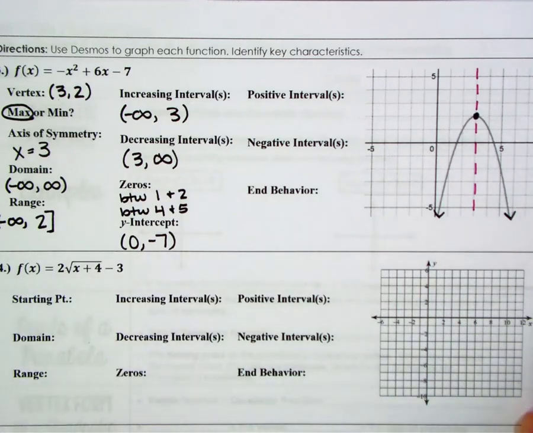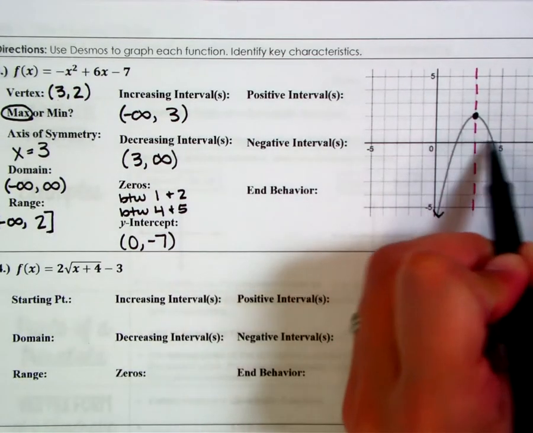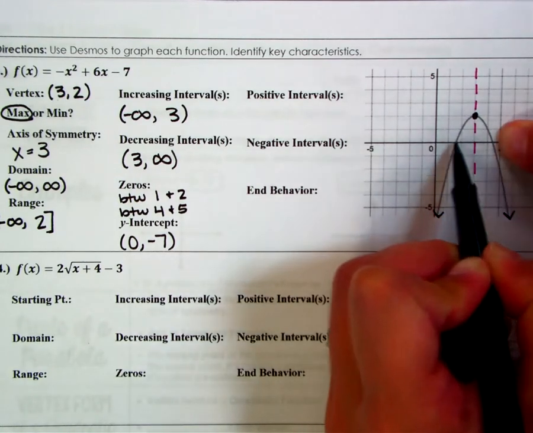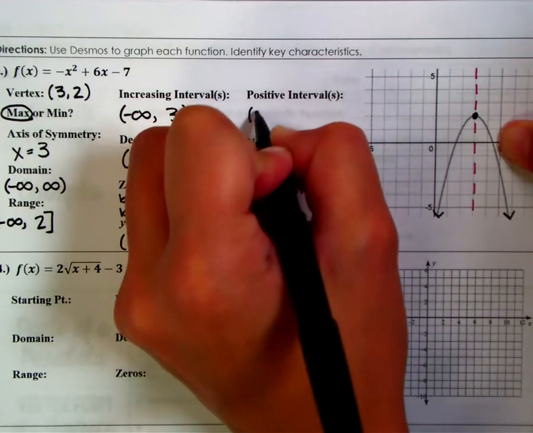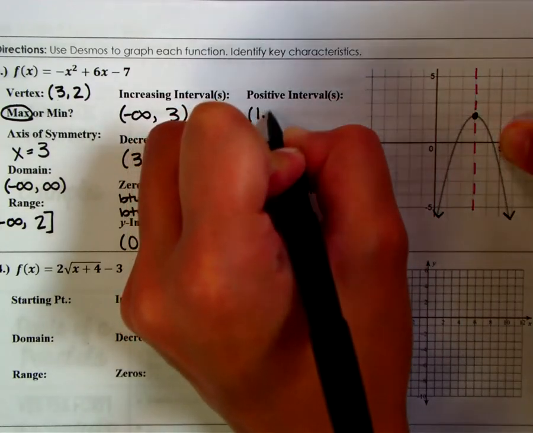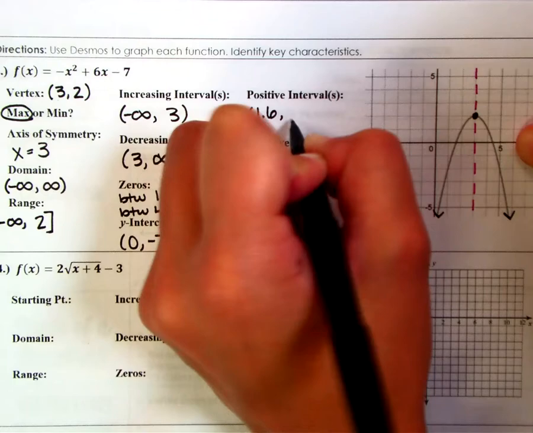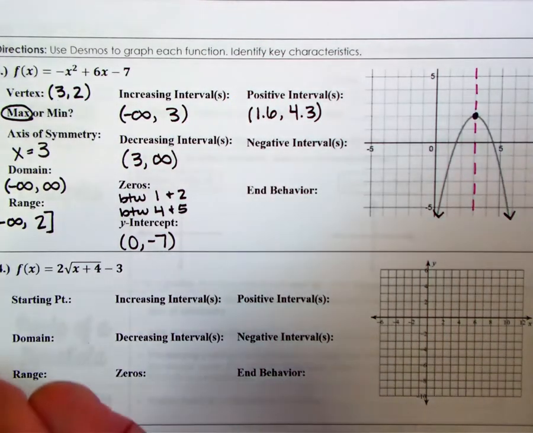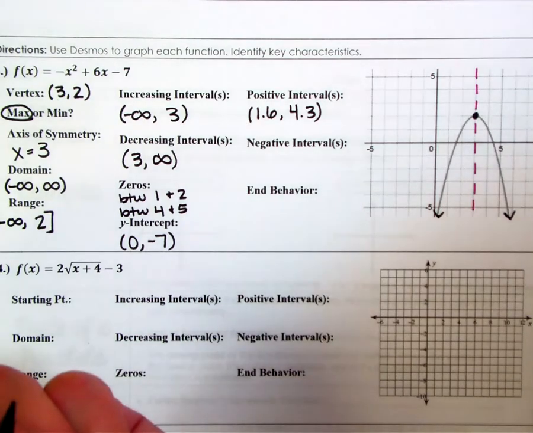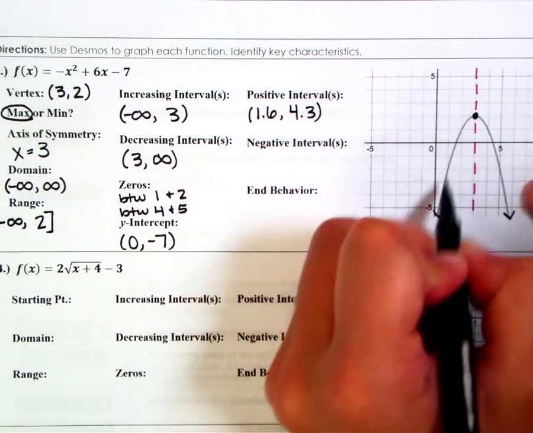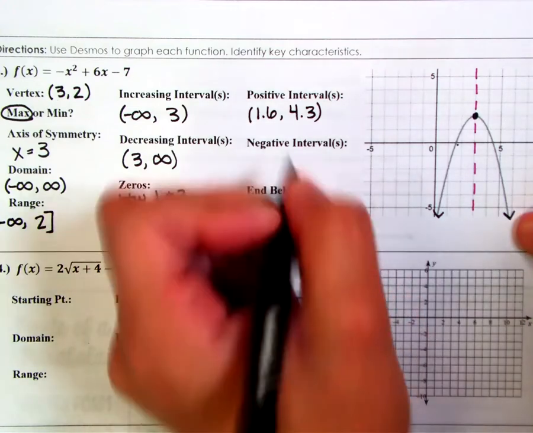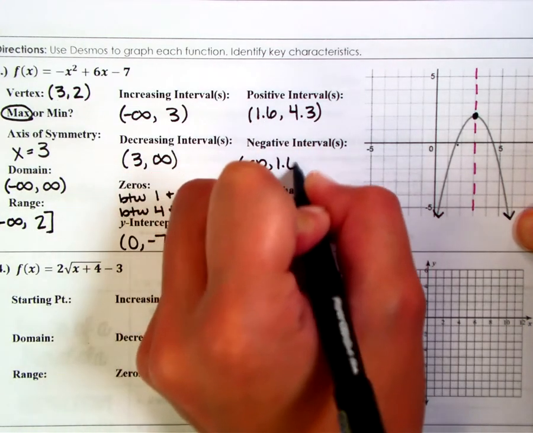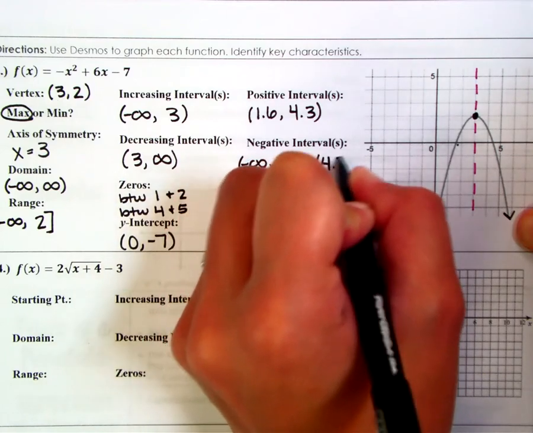And then we've got positive and negative. So we know above the x-axis is positive. And so that's between my two x-intercepts. So we'll kind of guesstimate, so we'll say about 1.6 until 4.3. And those don't have to be exact. If you're using Desmos, you can get the exact values. And then negative is this piece over here and this piece over here. So they've got a break in the middle. So it's negative from the beginning of my domain until that 1.6, and it's negative again, picking up at 4.3.